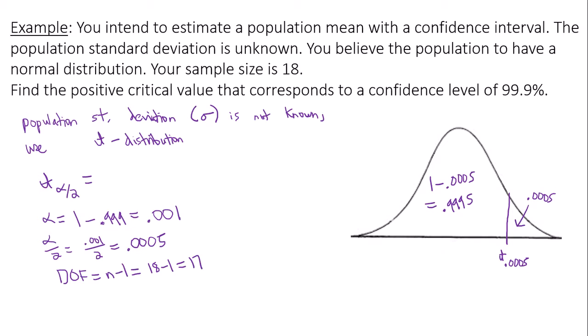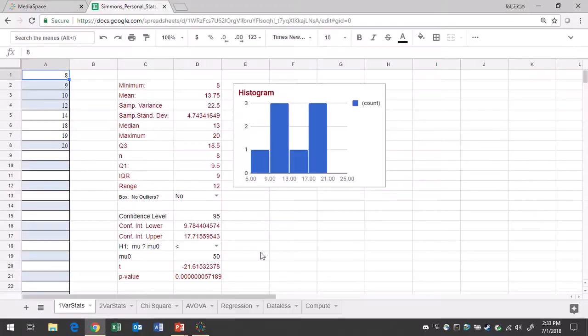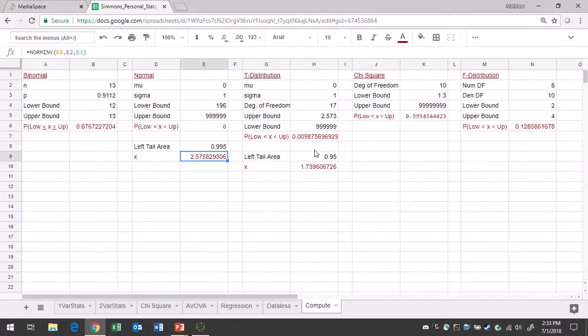So let's go to Google Sheets. In Google Sheets, you will go to the Compute tab. You will go to the t distribution area. And the only thing you have to put in is degrees of freedom, which is indeed 17 in this case. And then you're going to put in your area to the left, which is 0.9995.